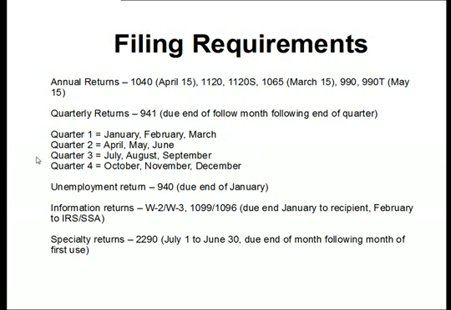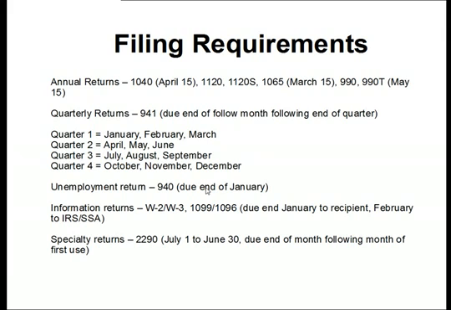So the first quarter 941, for a business with a calendar fiscal year, when is that 941 due? It's due at the end of the following month, which would be April. The second quarter return is due at the end of July. The third quarter return is due at the end of October, on Halloween. And the fourth quarter return is due at the end of January of the following year.